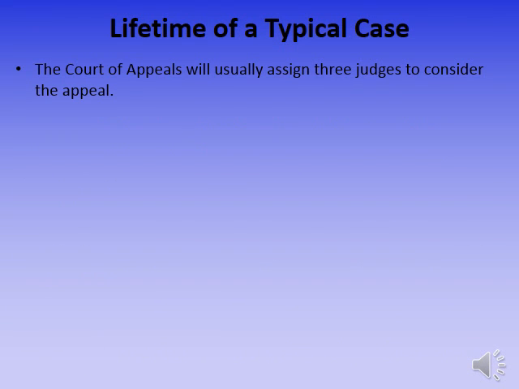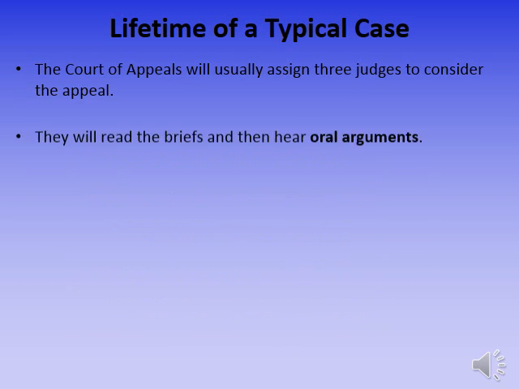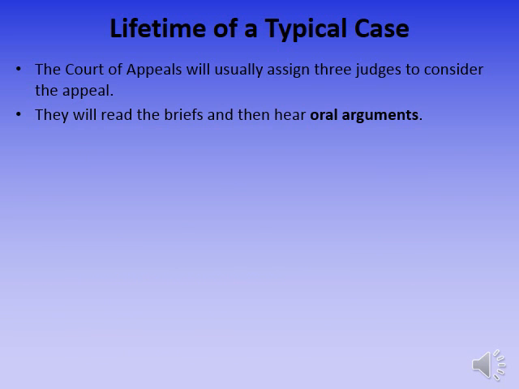When a case gets to the Court of Appeals, normally there will be a panel of 3 different judges who will be assigned to consider the appeal. So, of course, at the trial court level, we just have one judge. But here we have 3 different judges who will hear the case on appeal. So those judges will read the briefs, and they'll review the transcript of the case in the trial court, and then they will hear what we call oral arguments.